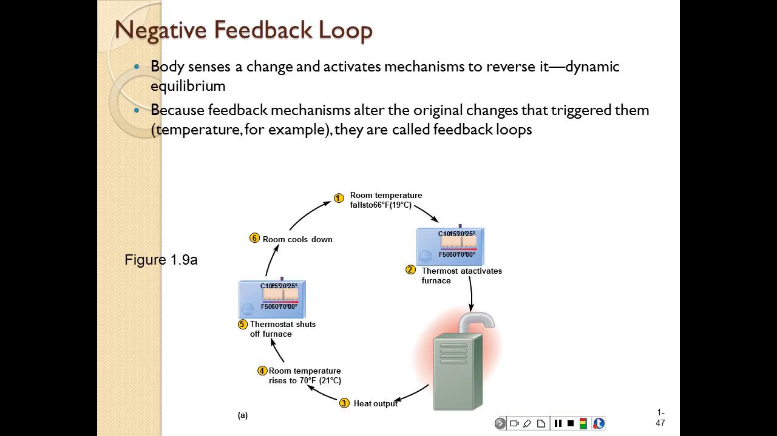So let's look at our negative feedback. Negative feedback is a process in which the body senses a change, and then it activates a process to reverse it. Okay. So let us take, for example, this beautiful thermostat. Here we have this thermostat that's controlling the room temperature. This is an example we're going to use for negative feedback.